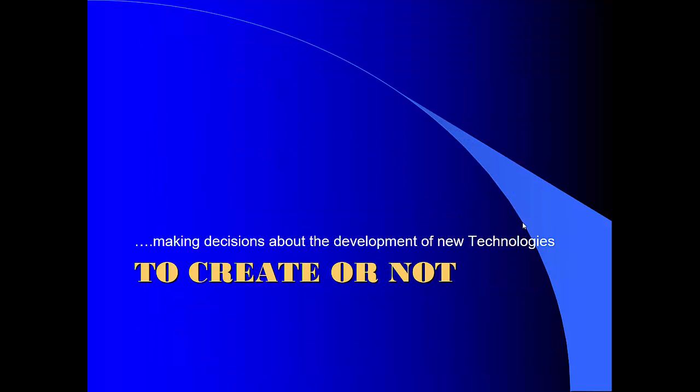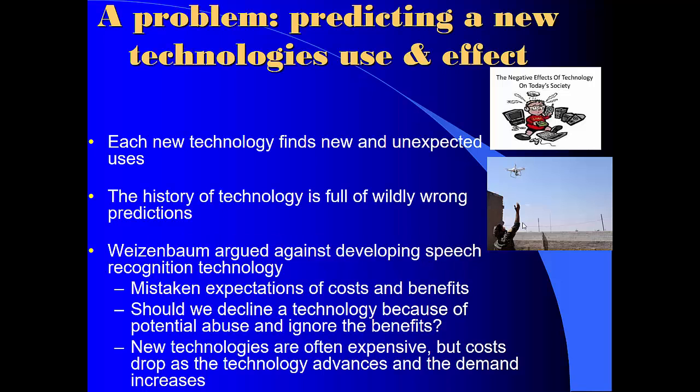All right. So, to create or not: making decisions about the development of new technologies. One of the problems is that you really don't know how new technologies will be used and what their effect will be. Each new technology finds new and unexpected uses. If we look at drones and how they're being used in the military, and how they want to be used for delivering goods, these were not the initial intended uses of this technology. That's true of each technology. Also, technology is full of really wrong predictions, so this is something you have to be careful about.